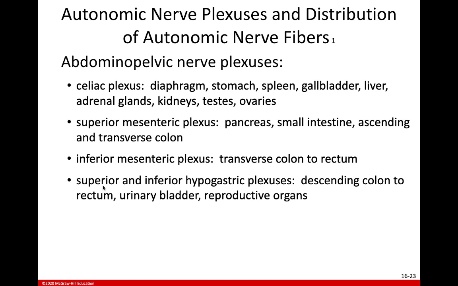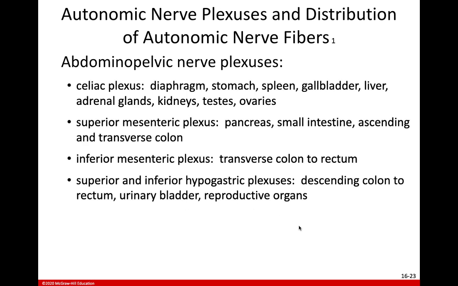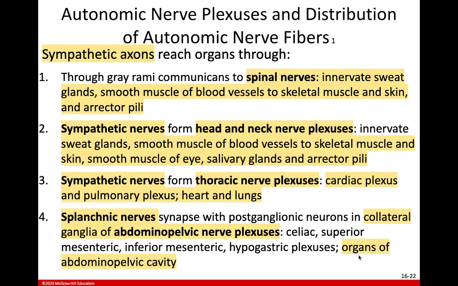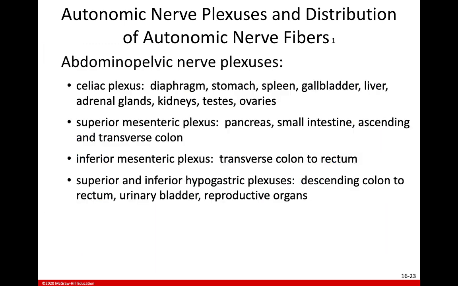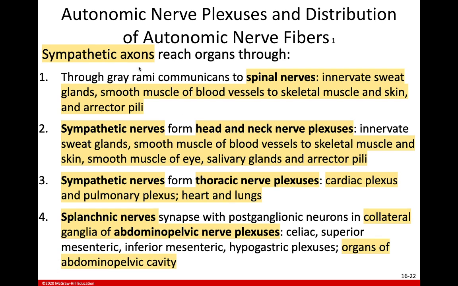And then the superior and inferior hypogastric plexuses are innervating part of the colon as well as the urinary bladder and the reproductive organs. So again, all of these are abdominal pelvic nerve plexuses that those splanchnic nerves become part of and innervate and help to control the function of those abdominal pelvic organs, all the way from your diaphragm and liver all the way down to your urinary bladder and reproductive organs. Okay, so that is how nerve plexuses are involved in the sympathetic division.